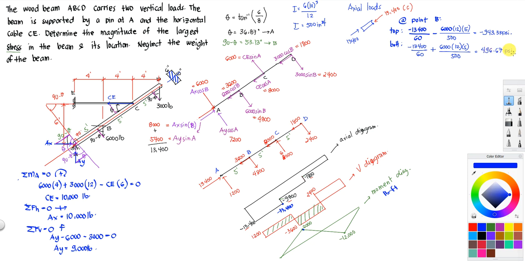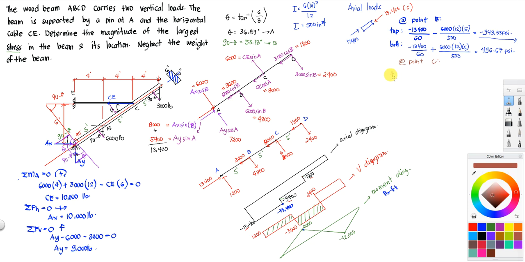Okay? As you can see, bumaba yung value. And instead na compression, naging tension siya. So, at point B, ito yung mas malaking stress. Okay? Again, ang tanong is largest stress. Hindi tinatanong is largest compression or largest tension. Pero, kung largest tension ang tinatanong, of course, ito yung lalabas na sagot. Okay? But for now, ang tinatanong is largest stress. So, I don't care if it is in tension or in compression. Next, I will now have this at point C.